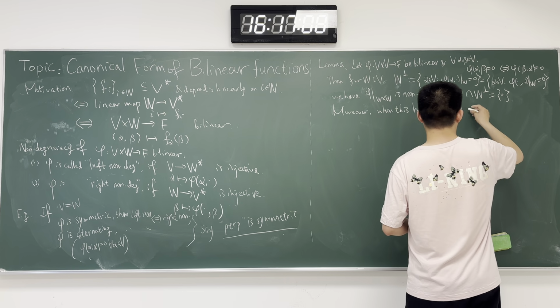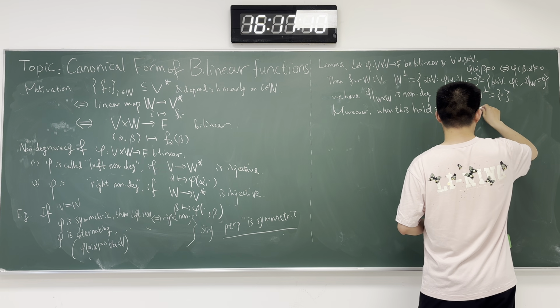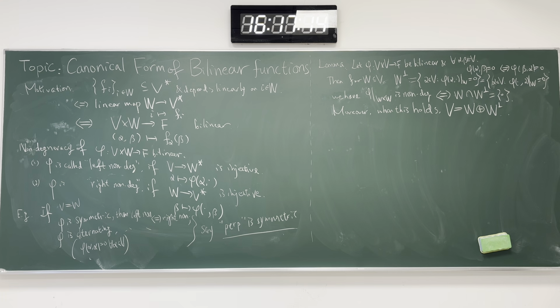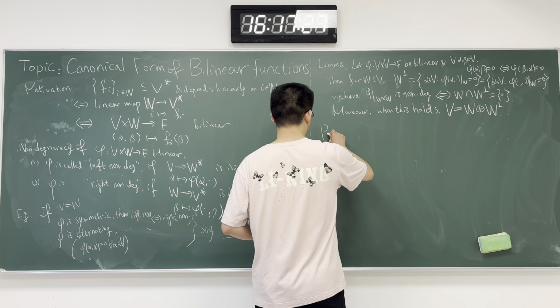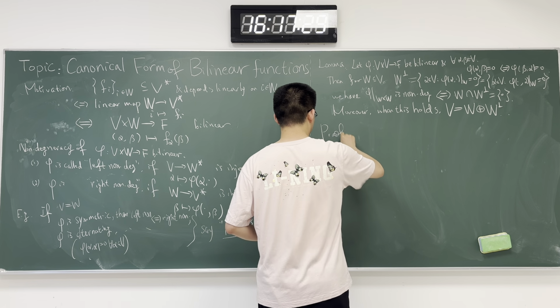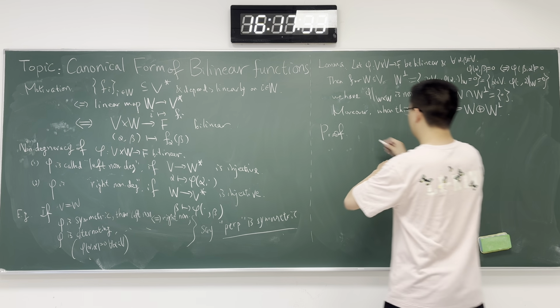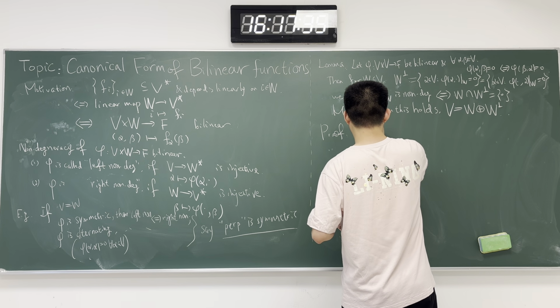Say V equals W direct sum with W perp. Okay. So this is just a general lemma describing the decomposition property determined by a special bilinear form. And if you are familiar with the non-degeneracy here, this equivalence is clear, right?